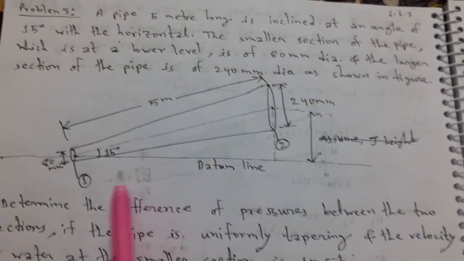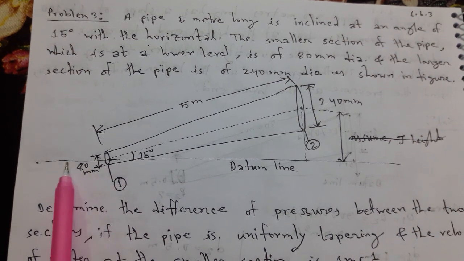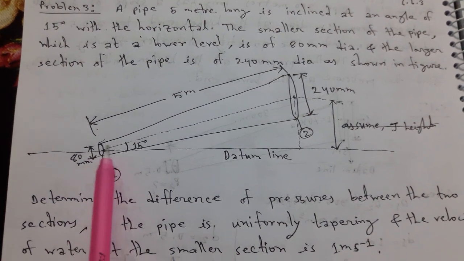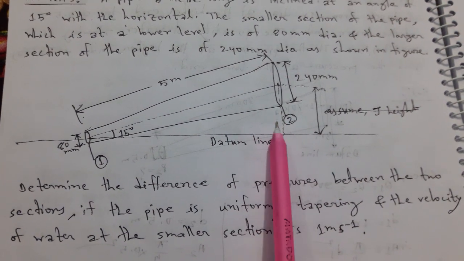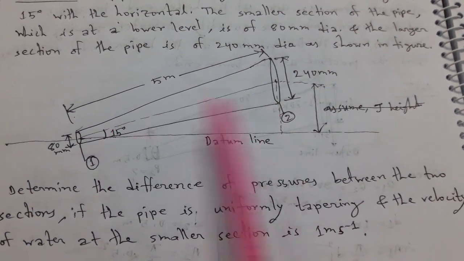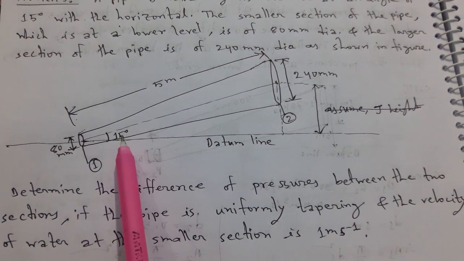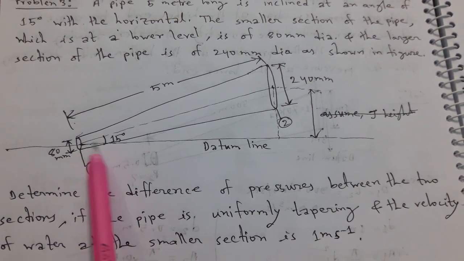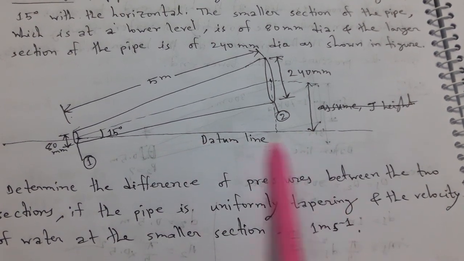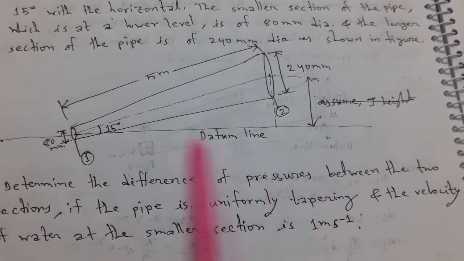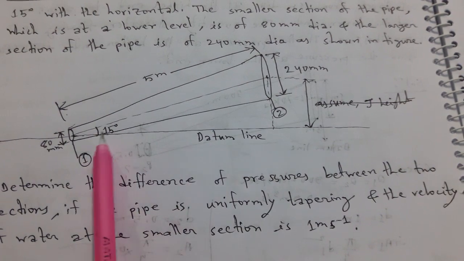And here is another term. We see the datum line is passing through the lower end, so h1 is equal to 0, but h2 has a value. We need to find this value. We see that there is an angle of 15 degree, so let us assume this datum line.